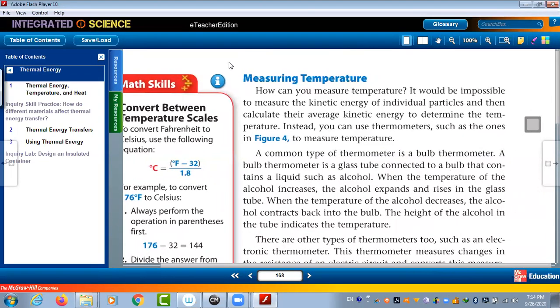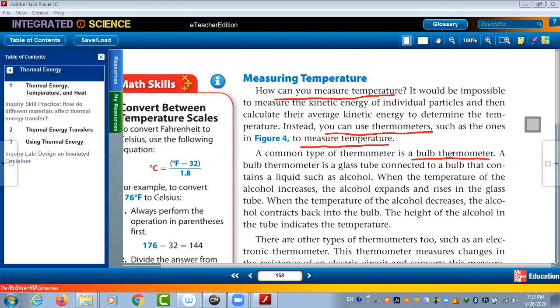We said, how can we measure? How can you measure a temperature? We said you can use a thermometer to measure what? Temperature. You can use thermometers to measure temperature. We said we have two kinds of thermometer. The number one is a bulb thermometer.